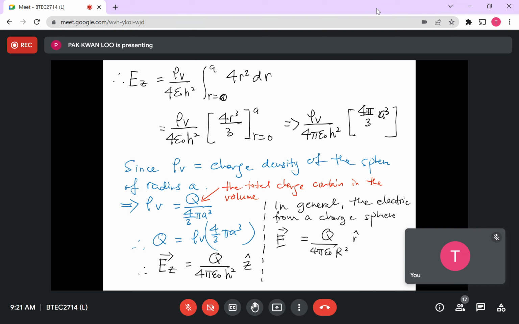So we will encounter this type of expression again, especially those we have discussed for infinite line charge, infinite surface charge, and spherical volume charge. They have the same expression when we apply Gauss's law.